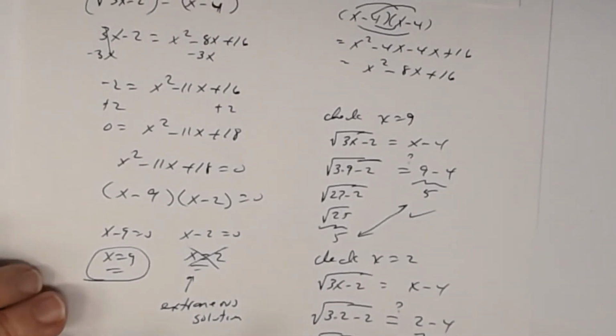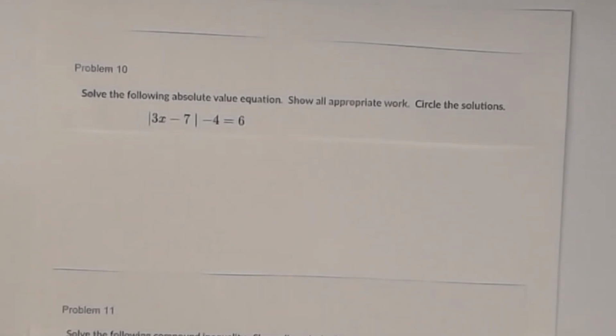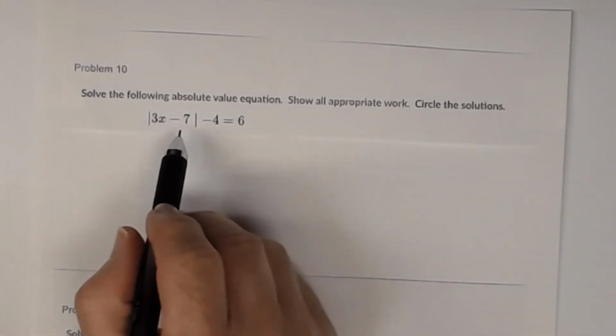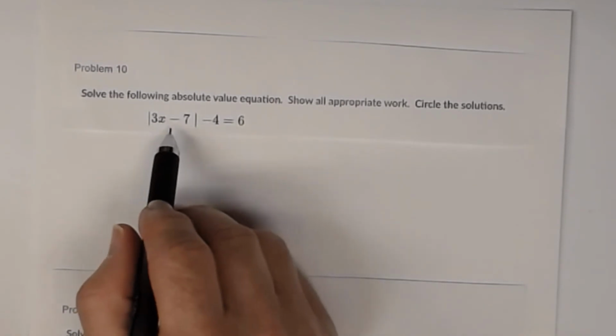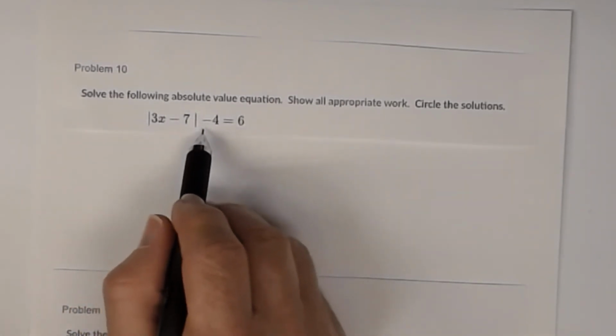All right, so that's number 9. All right, let's look at number 10. Number 10 was an absolute value equation. And when solving an absolute value equation, you've got to get the absolute value expression by itself. So let's go ahead and add 4 to both sides.